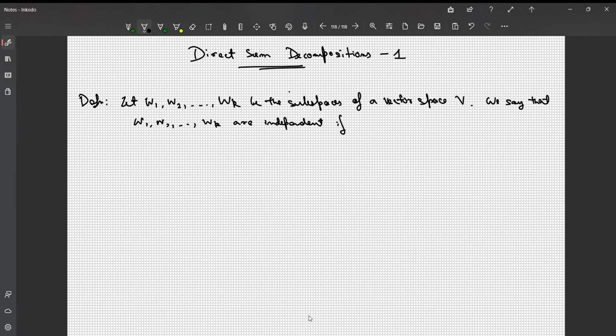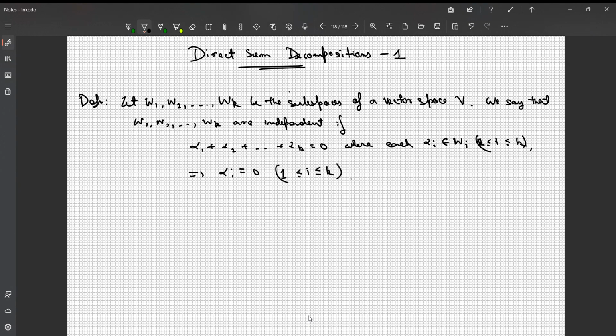if you have a sum of this form, alpha 1 plus alpha 2 plus till alpha k equal to 0, where each alpha i is from Wi, i ranging from 1 to k, implies that each alpha i is 0. Clear? So this is the basic definition. When you have certain k subspaces, they are said to be independent.